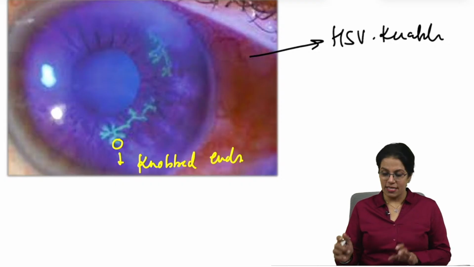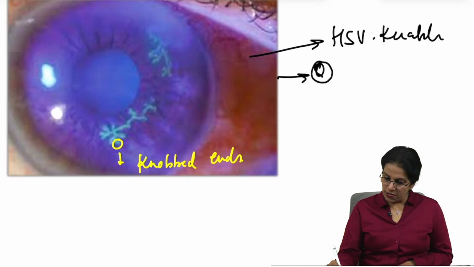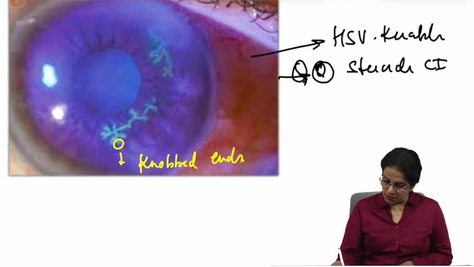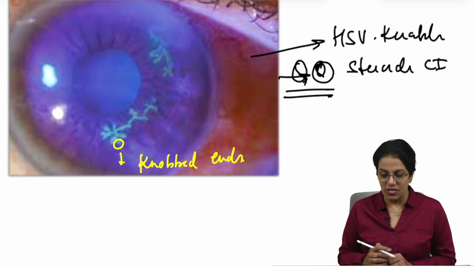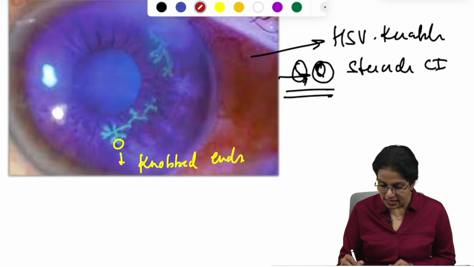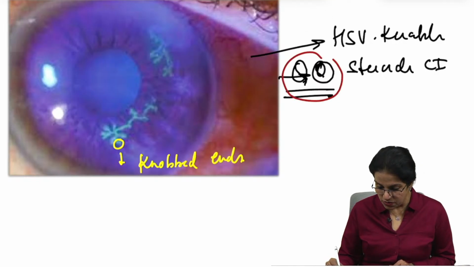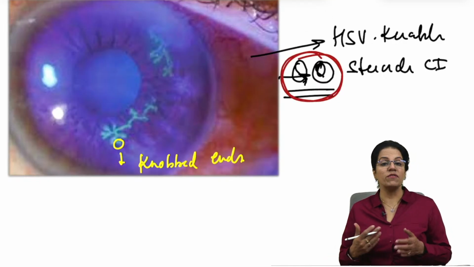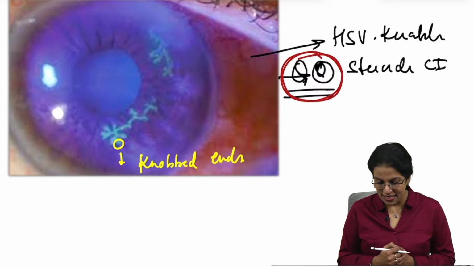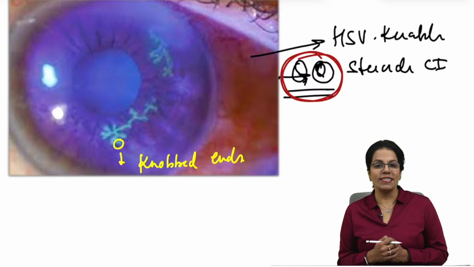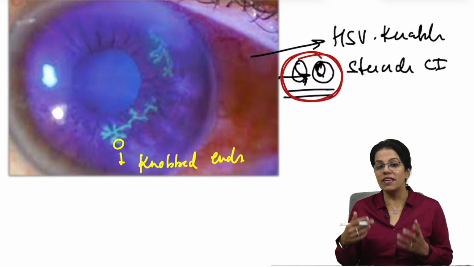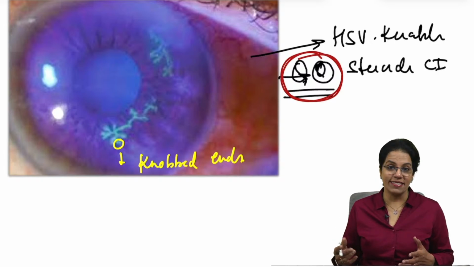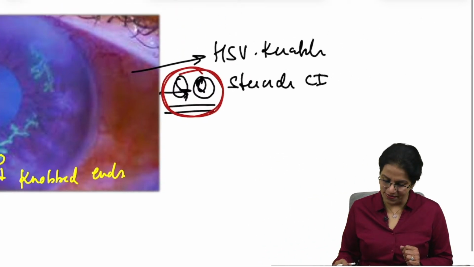Please remember this. Second question, steroids are contraindicated in a dendritic ulcer. So many times, it's a double Q. So many times I have asked you this. So why are steroids contraindicated? Because otherwise it can lead to geographical ulcer, corneal perforation and so on. Right? So please, we will remember this dendritic ulcer. And what are pseudodendrites? Where you don't get knobbed ends. You can see that in zoster infection.